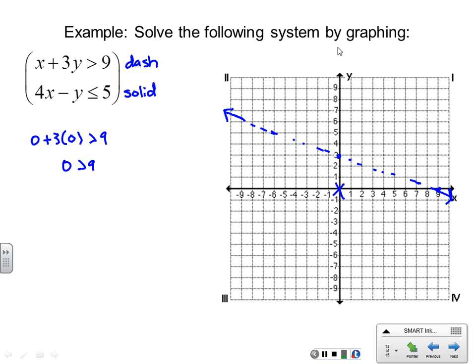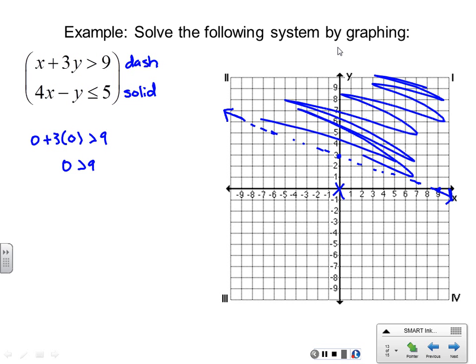So what I'm going to have to do is color in this side. Now you have to understand that I've only done one line. I've only done one line. So now let's go to the other line.